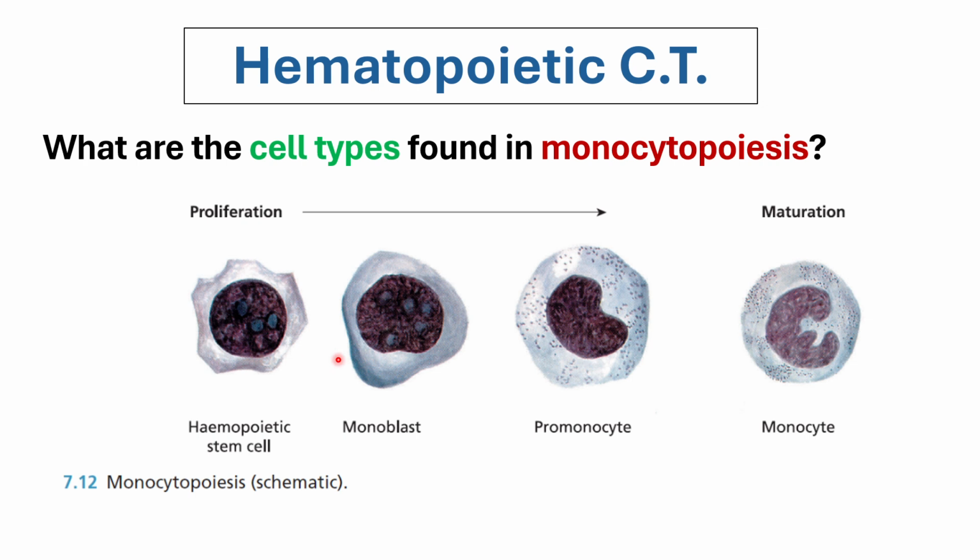Monocytopoiesis basically is the same banana, but this time the endpoint is the monocyte, which actually becomes your macrophage when it goes to the nearby other tissues or connective tissues. So these macrophages, remember, they even change names depending on which organ they are found. Okay?